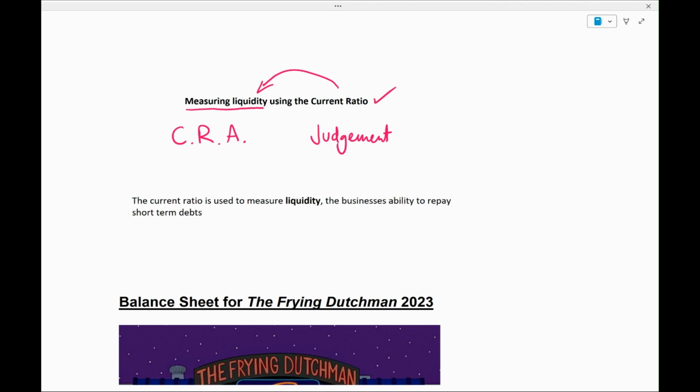Well, firstly, what is liquidity? It is the business's ability to repay their short-term debts. That is those that need to be repaid in less than 12 months, or their current liabilities. The formula for the current ratio is current assets over current liabilities.